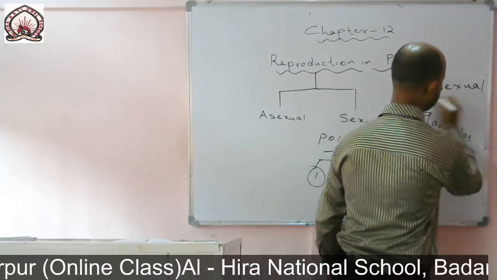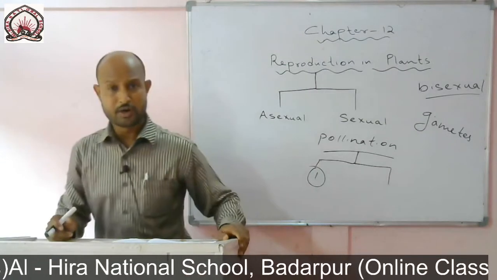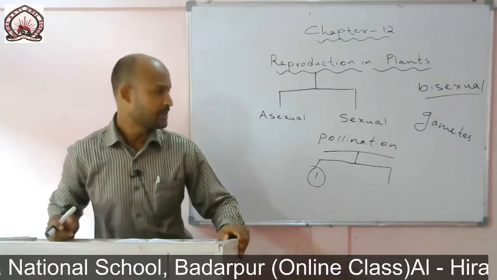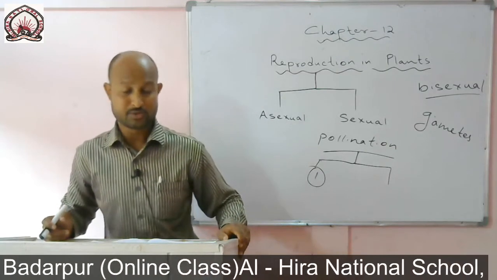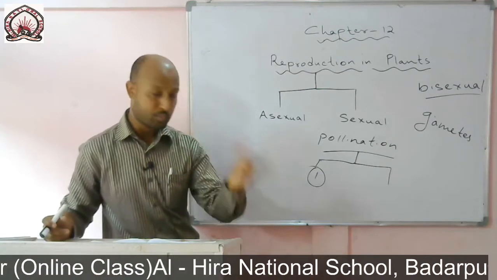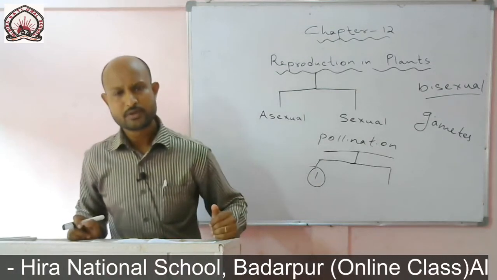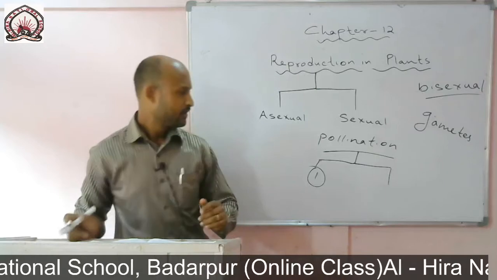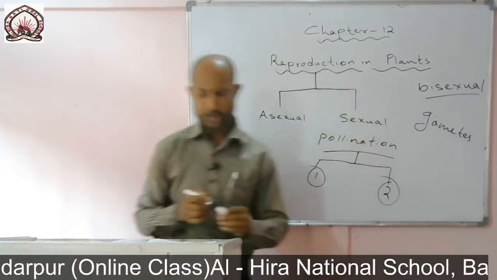Self-pollination is always carried out in case of bisexual flowers. As I have given you the examples of bisexual flowers, that means flowers of gulmohar, rose, lily and all. Such flowers are known as bisexual because they have both the male and the female whorls in them, along with the two other whorls. So they are always able to undergo self-pollination. And the other type of pollination is cross-pollination.